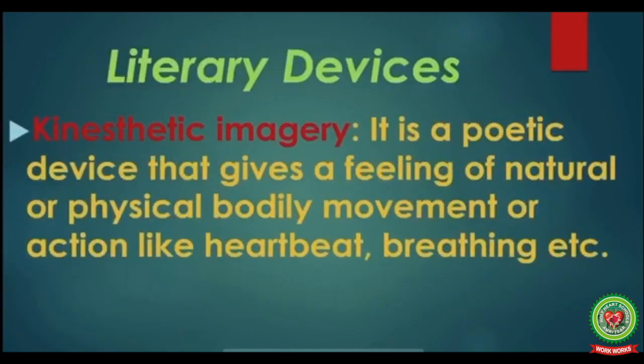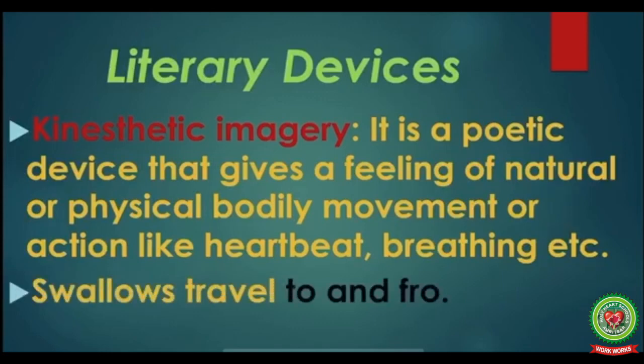Children, next is kinesthetic imagery. So what is it? It is a poetic device that gives a feeling of natural or physical bodily movement or action like heartbeat, breathing, etc. So children, what is kinesthetic imagery? It tells you about the movement, the words that tell you about some movement. So here in this stanza, swallows travel to and fro. To and fro is denoting movement. So this is your kinesthetic imagery.